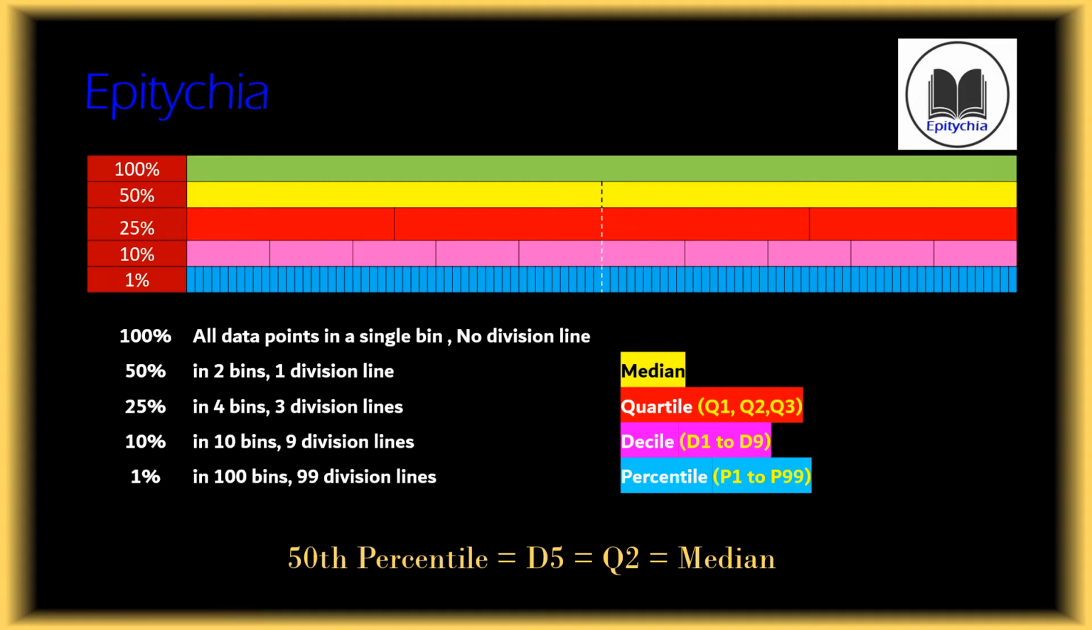Next is 10 bins. It divides into 10 equal bins by way of 9 points called deciles, D1, D2, D3 like that up to D9. Each decile is having 10% of the data. Next is 100 bins, meaning 99 points divide the total data points into 100 equal bins of 1% each. These 99 points are called percentiles, about which we are going to study in detail in this video. These 99 points are the 1st to 99th percentile.